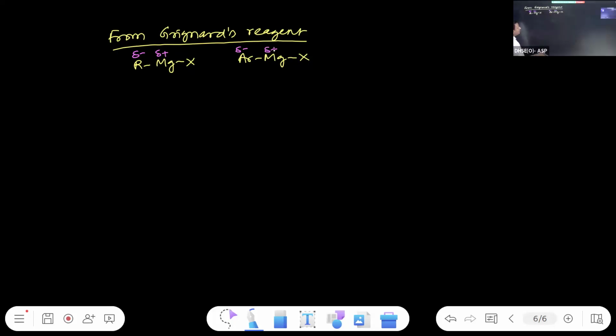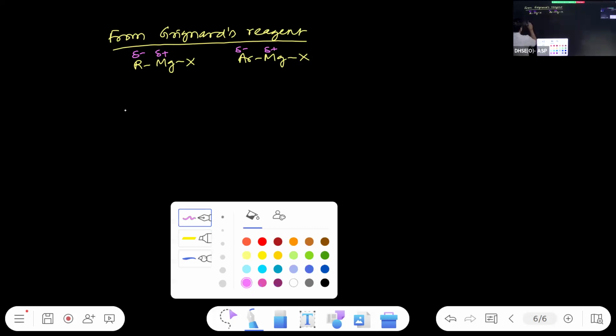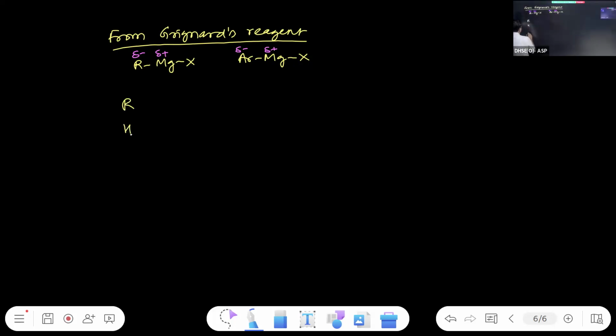If it is a nucleophilic center, it will attack an electrophilic carbon. The carbon in aldehyde and ketone is an electrophilic carbon. Why? Because oxygen is there, so the carbon carries partial positive charge and oxygen partial negative charge. So Grignard reagent can react with carbonyl compounds to form alcohol.